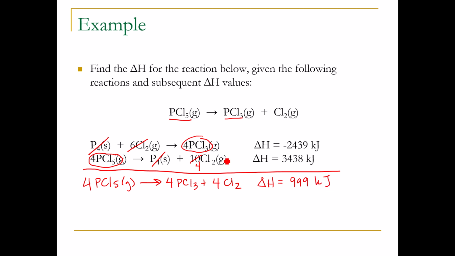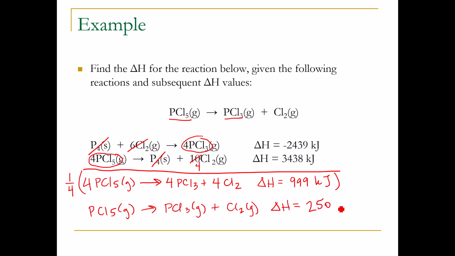But notice it doesn't exactly look like my equation I want yet. I still have coefficients of 4 in front of everything, but up here I only have coefficients of 1. So we're going to multiply the whole thing, including delta H, by 1/4. So when we do that, I'm down to 1 PCl5 and 1 PCl3 and 1 Cl2. And look what happens to delta H. I'm also going to divide it by 4, which ends up being pretty close to 250 for the delta H value.